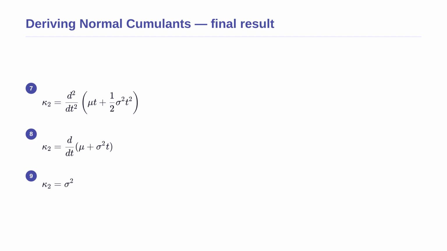Because of this, plugging in t equals 0 changes absolutely nothing. We have successfully proven that the second cumulant is exactly the variance. This demonstrates exactly why the natural logarithm makes isolating these properties so incredibly efficient.